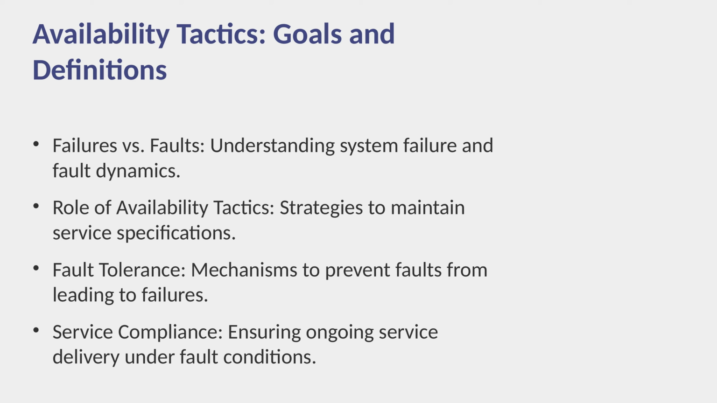The main goal of availability tactics is to implement strategies that enable a system to endure faults without deviating from its service commitments. This involves developing fault tolerance mechanisms that can detect, contain, or recover from faults before they escalate into failures. For instance, in a cloud computing environment, if one server goes down, the system should seamlessly reroute requests to a backup server, ensuring that users experience no interruption in service.